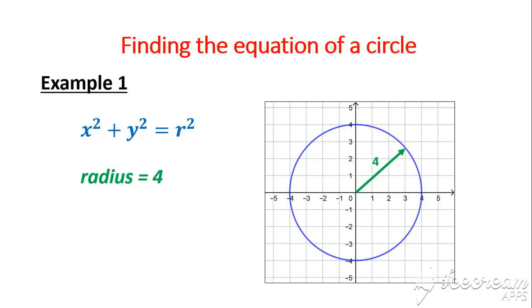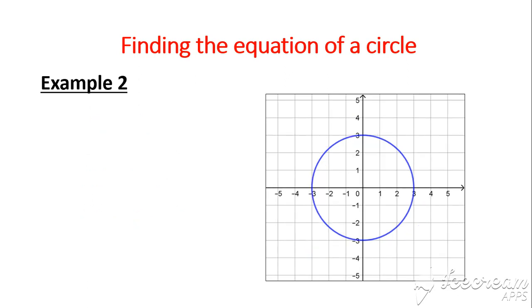So now we know the radius, we can go x squared plus y squared equal to 4 squared, because the radius is 4, and 4 squared means 4 times 4, which is 16. So the equation of this circle is x squared plus y squared is equal to 16.